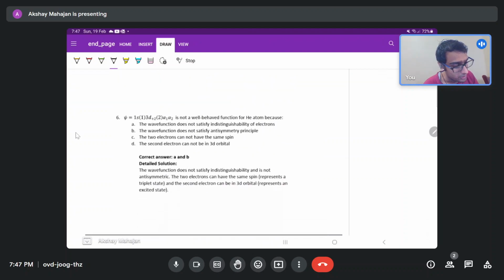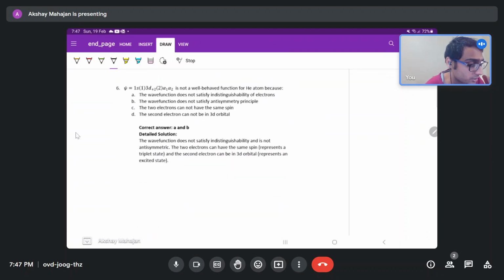Alright. Then next, the wave function given by 1s1 3d plus 2 alpha 2 is not a well-behaved function for the helium atom because the wave function does not satisfy the requirements. As given, the wave function does not satisfy indistinguishability and is not antisymmetric. So the answer is A is correct. It does not satisfy the indistinguishability of the electrons. In the wave function, the antisymmetry principle could not be satisfied either with the spin or the spatial part.